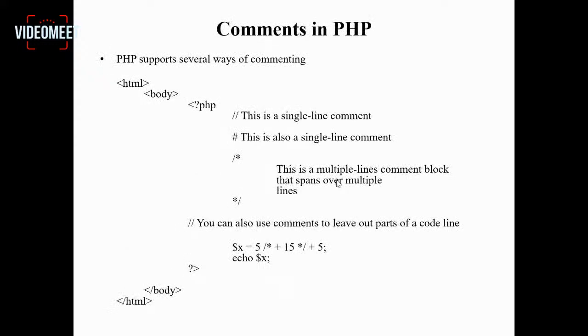And then, how to use comments in PHP. For comments in PHP, you can use the same two forward slashes for a single-line comment, and you can also use a hash symbol instead of two forward slashes, just like you did in Python. This is also a single-line comment. And if you want to use multi-line comments, open with a forward slash and an asterisk, write multiple lines of comments, and close it with an asterisk and a forward slash.